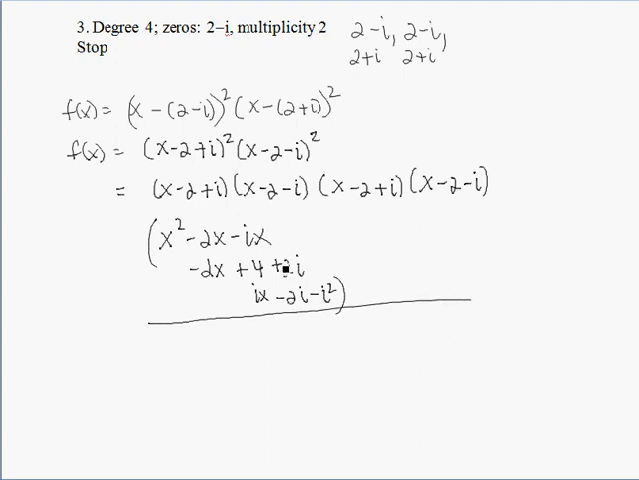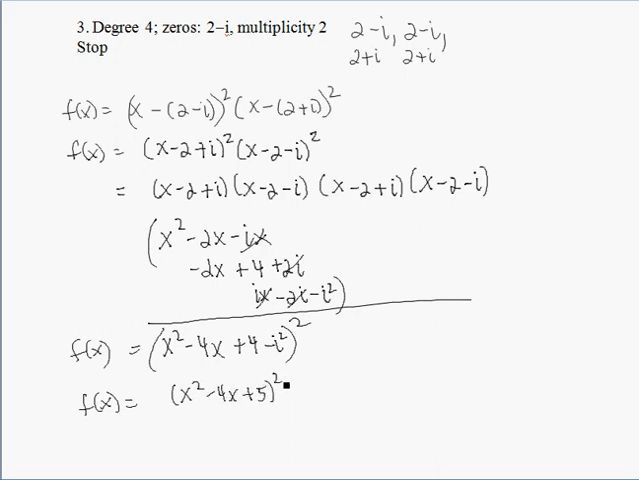So now I collect like terms. I get x squared minus 4x. The ix's cancel, the 2 i's cancel. I have plus 4 minus i squared. And whatever this result is, I square it because this is going to be the same thing. So i squared is -1. We've already seen that a few times. So this becomes x squared, excuse me, x squared minus 4x plus 5.